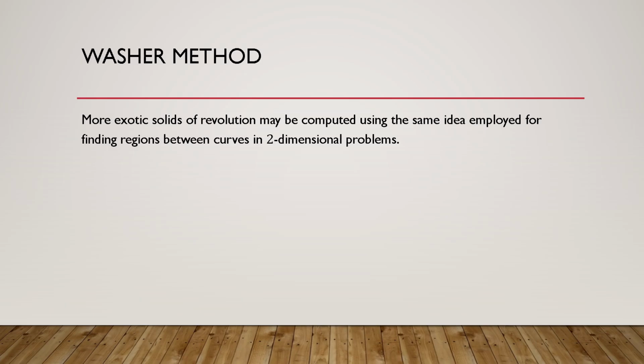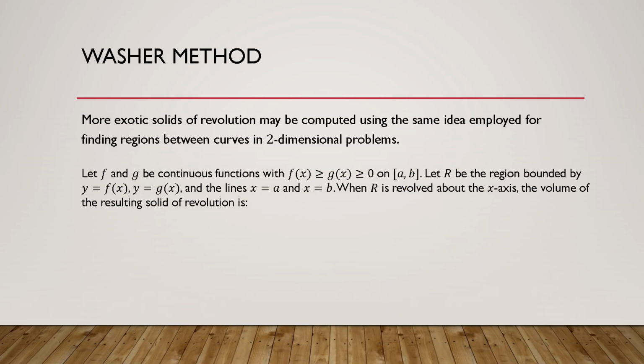More exotic solids of revolution may be computed using the same idea employed for finding regions between curves in two-dimensional problems. Let f and g be continuous functions with f of x greater than or equal to g of x greater than or equal to 0 on [a, b]. Let R be the region bounded by y equals f of x, y equals g of x, and the lines x equals a and x equals b. When R is revolved around the x-axis, the volume of the resulting solid of revolution is volume equals the integral from a to b of pi times the quantity of f of x squared minus g of x squared dx.